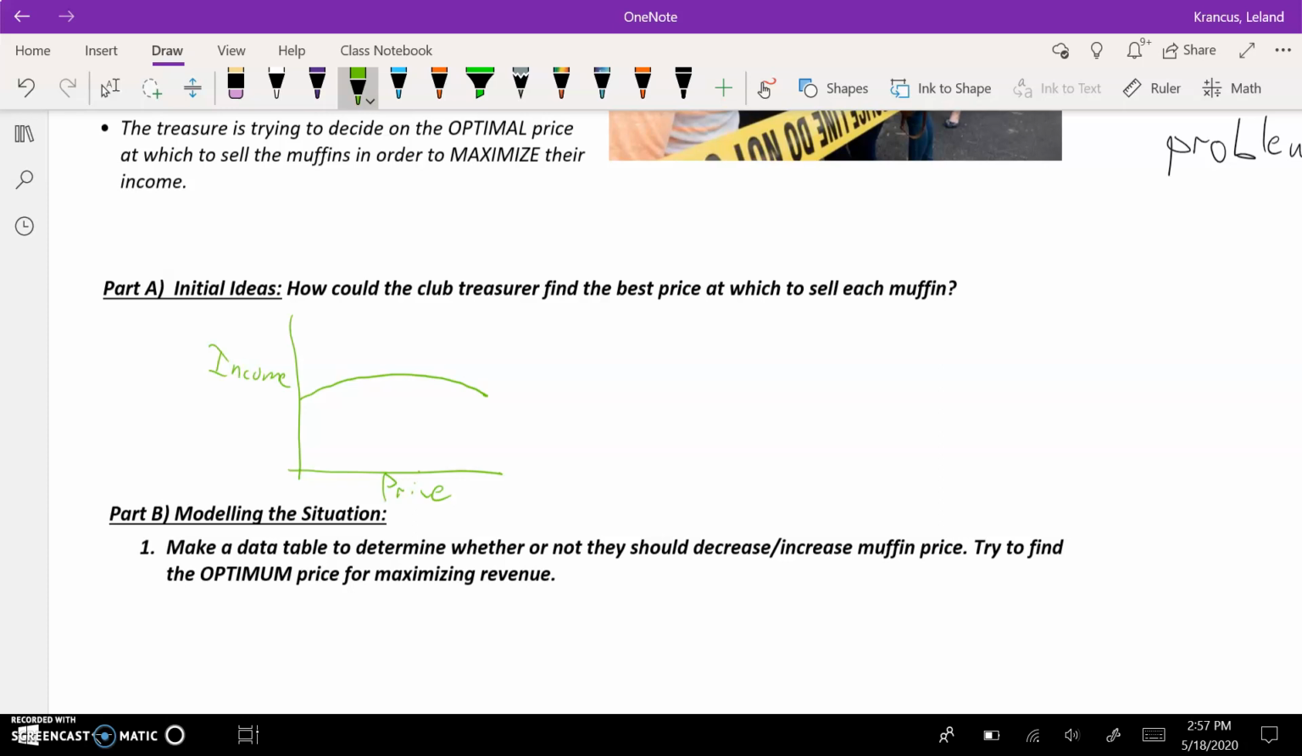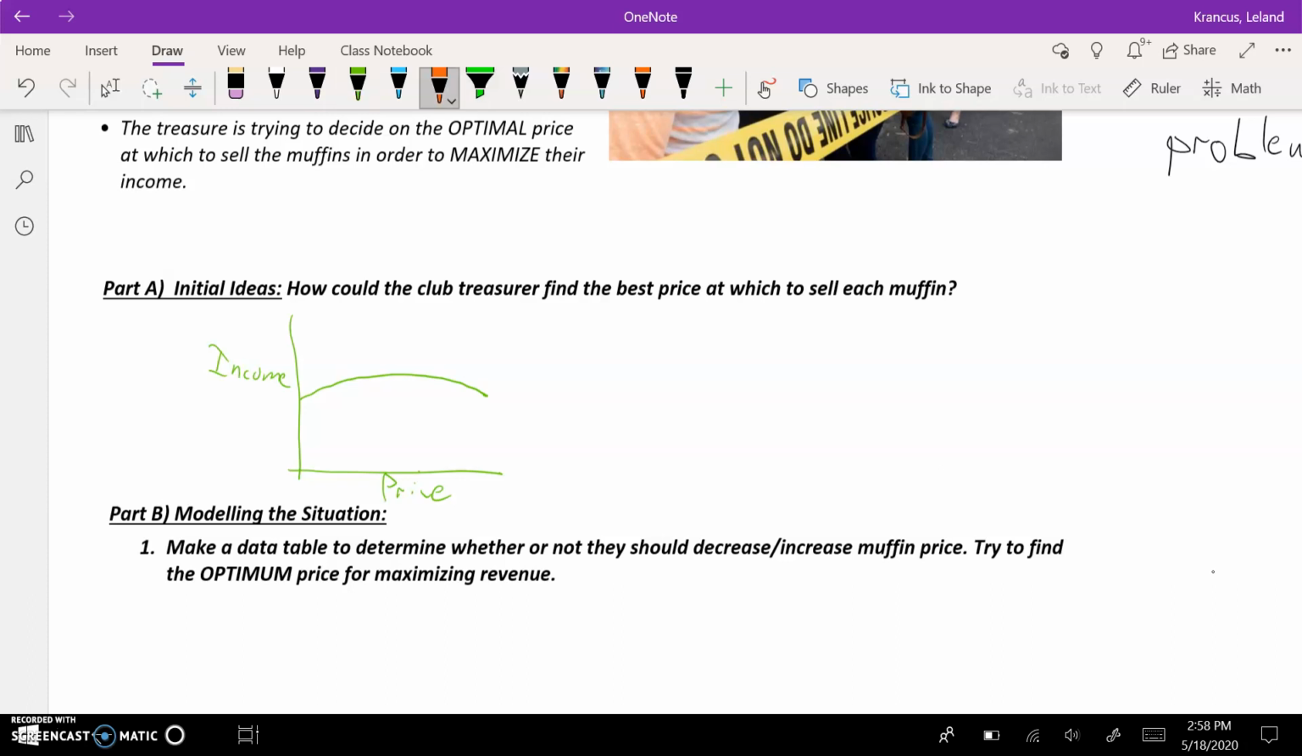If they make their muffins super cheap, they might sell a whole bunch of them, but they're not making very much money for each muffin. So at some point, they actually are making less than they would if they had a higher price. On the other side of that, if they sell their muffins for a really expensive price, they're not going to sell as many muffins, but they're going to make a lot per muffin. And eventually, though, just because they're making, say, $10 a muffin, they're going to sell so many fewer muffins that they're going to lose income. So there's a sweet spot in there.